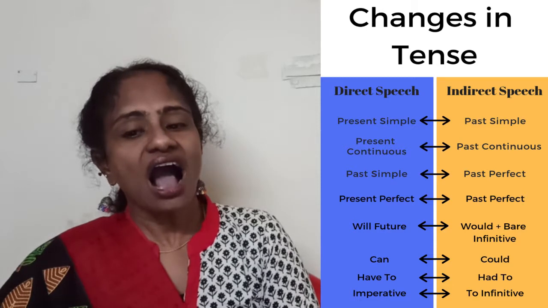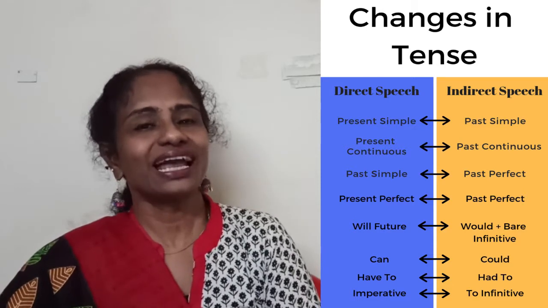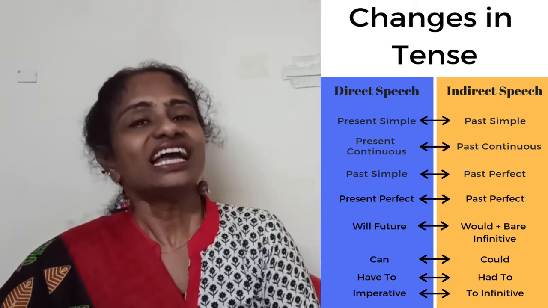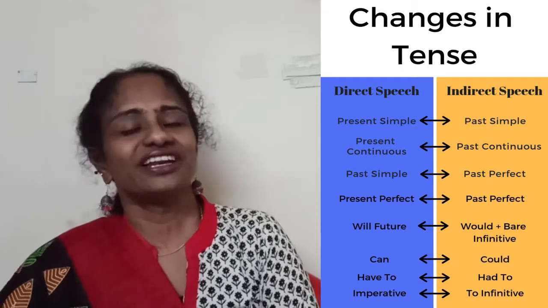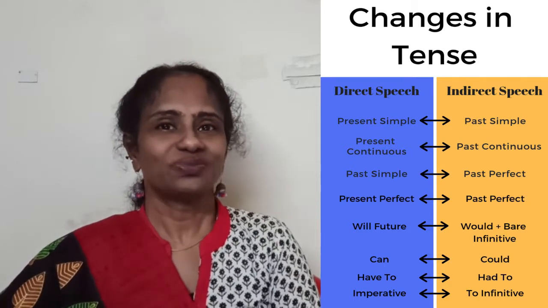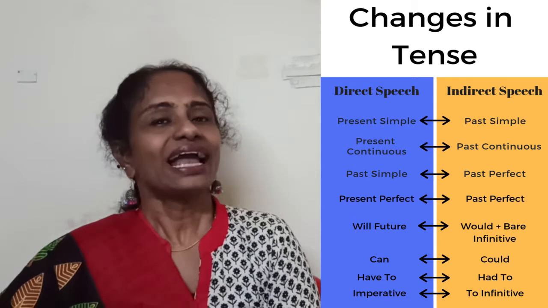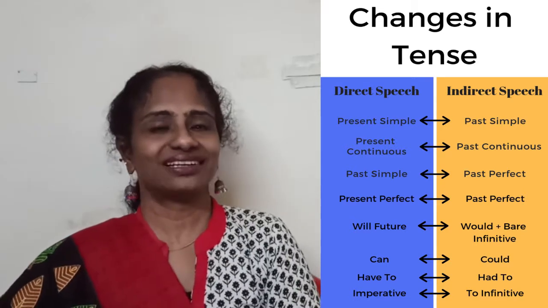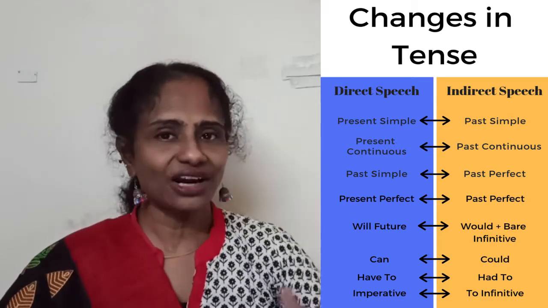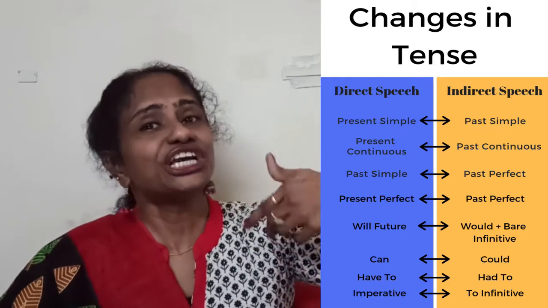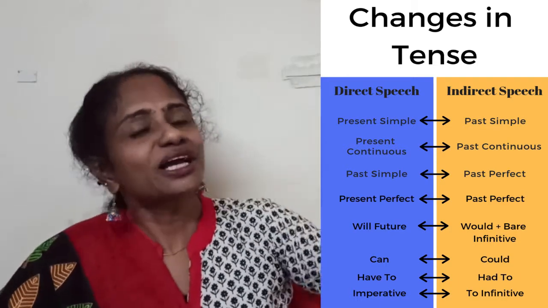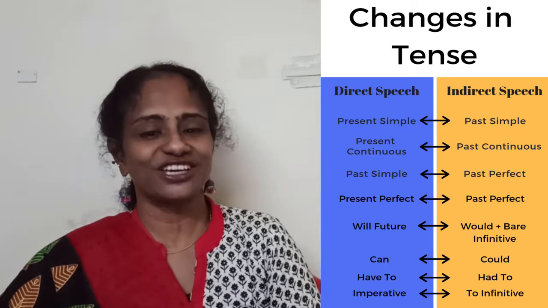Will finish. I will finish. She said she would finish it by tomorrow. Will becomes would. Can: I can do it. Direct speech: I am telling you, I can do it. She said that she could do it. So can becomes could in the indirect speech.